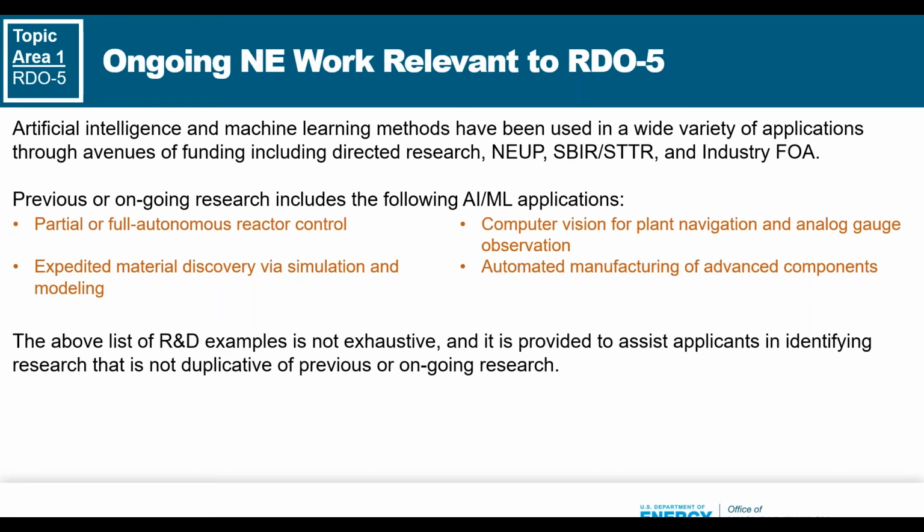So just to give a little bit of background on ongoing relevant work in the Office of Nuclear Energy that is pertinent to this subtopic. We just wanted to highlight a couple of examples of work. This spans across directed research, NEUP, SBIR, STTR, and industry FOA. But essentially, past work and ongoing work in AI/ML applications includes the pursuit of partial or fully autonomous reactor control systems, expediting material discovery via simulation and modeling, automating and using machine learning coupled with that material discovery, computer vision for plant navigation and analog gauge observation, as well as observing and identifying hazards in a plant, and then also automating manufacturing of advanced components.